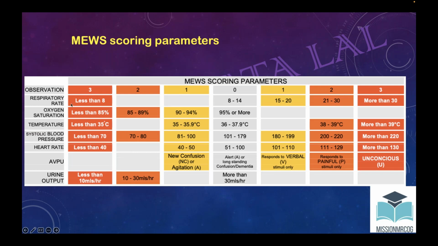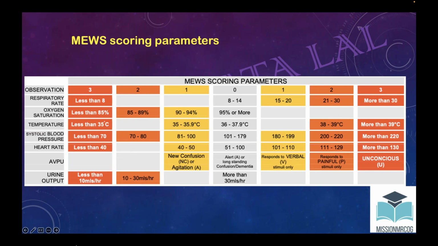Similarly, for the oxygen saturation, if it is 94 and above, we are happy. So it is score 0. If it is 90 to 94, they will put yellow, that means score 1. If it is 85 to 89, it will score 2. And if it is less than 85, it will be score 3. This way the scoring is done. Now this will come to temperature. If the patient's temperature is normal, it is fine. If it is 35 to 39.9, then it is a yellow score. But if it is high temperature like 38, 39, then the score 2. And more than 39, score 3.